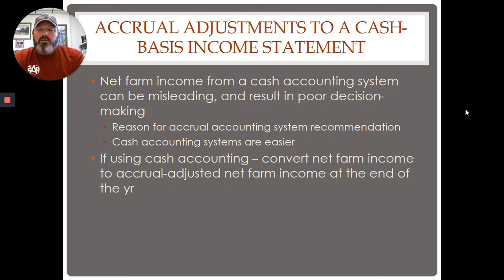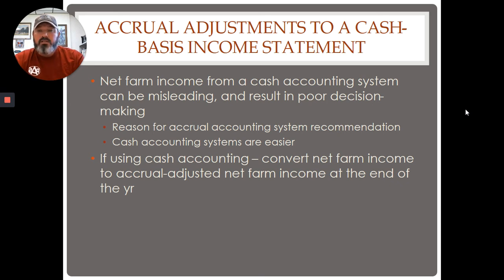So again, if we look at just a cash accounting system, we mentioned this back all the way in Unit 1, I believe, when we talked about the differences in accounting system approaches. And if we only use net farm income from a cash accounting system, it can really be misleading, especially if we have either prepaid expenses or moved sale of assets to different years. So it can really result in very poor decision making. And we'll discuss more of this in some of our assignments. So that's a great reason to go into accrual accounting and why some of that recommendation is made, even though cash accounting systems are much, much easier.